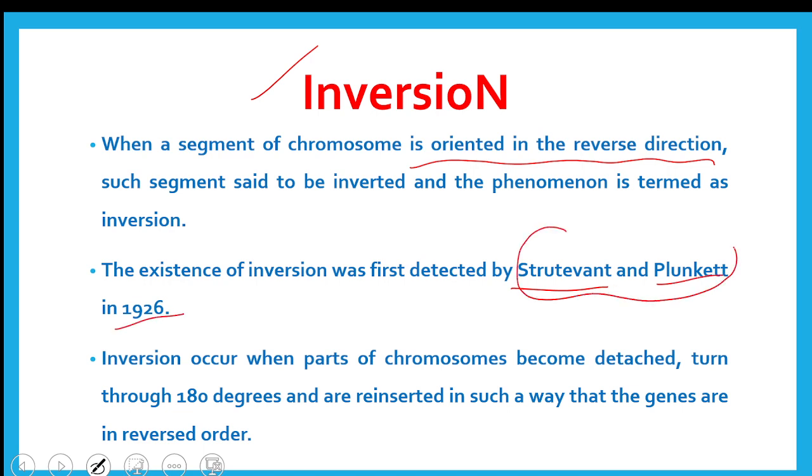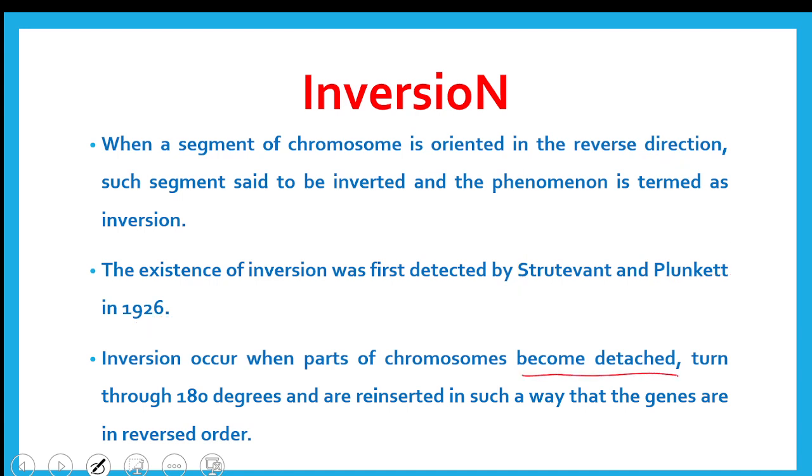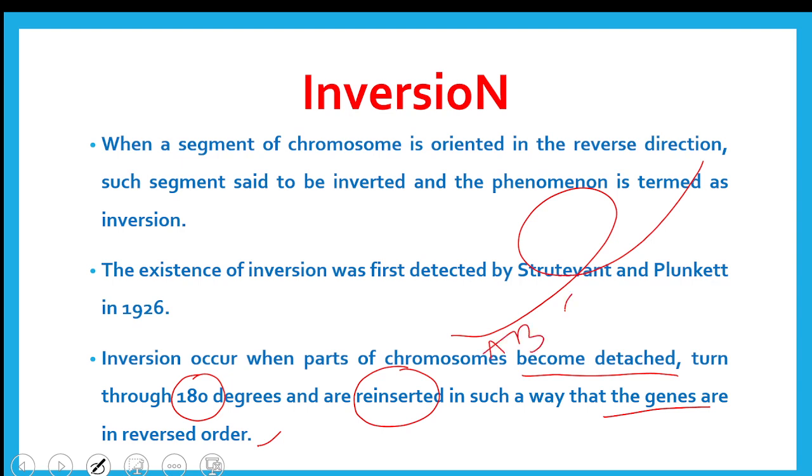Who discovered or described inversion? Sturtevant and Plunkett. Inversion occurs when parts of chromosomes become detached, turn through 180 degrees and are rejoined in such a way that the genes are in reversed order. So this is a chromosome: A, B, C, D, E, F, G, H followed by centromere, I, J, K.